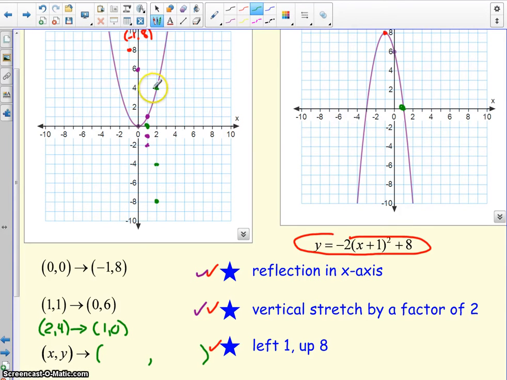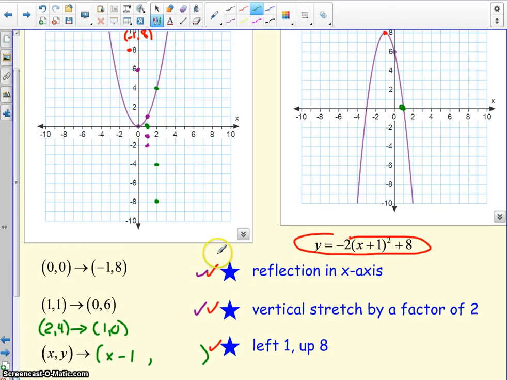Well, again, going through this last point here that you just did, the reflection didn't change the x-coordinate, didn't move it left to right. The vertical stretch didn't move it left to right, only when we moved it left 1. When we moved it left 1, we saw that our x values went down by 1. So any x value we had was subtracted by 1. And you can see that here with our x values. When we started with an x value of 0, it wound up at negative 1. We started at 1, wound up at 0, started at 2, wound up at 1.